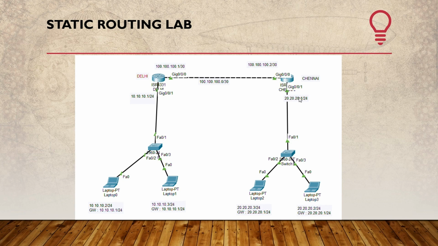Under Delhi, we are going to use the 10.10.10.0/24 IP for the LAN. Under Chennai, 20.20.20.0/24 for the Chennai LAN. This 10 dot and 20 dot is a LAN segment of the respective location. The 100.100.100 network I'm going to use as the WAN link between Chennai and Delhi. Now how are we going to do routing? Let's discuss.